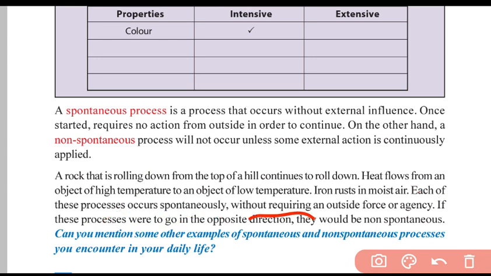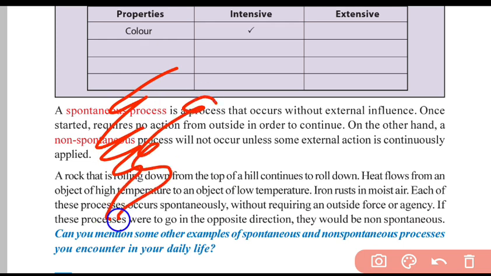Without requiring outside force or agents. So we go talk about it. Force is a cause providing it. You'll go about it, continue to do that.